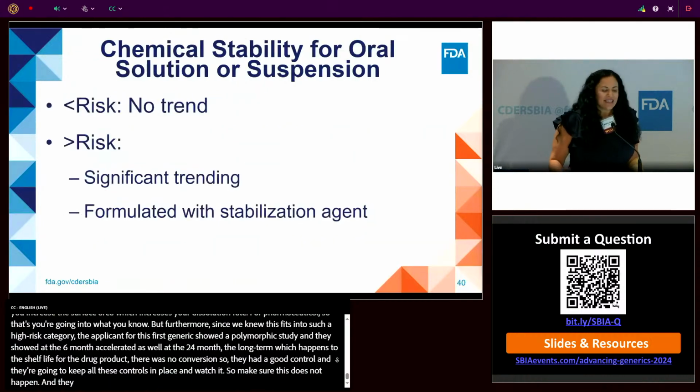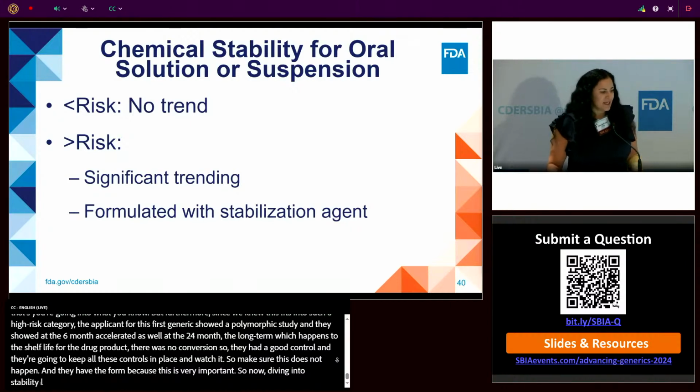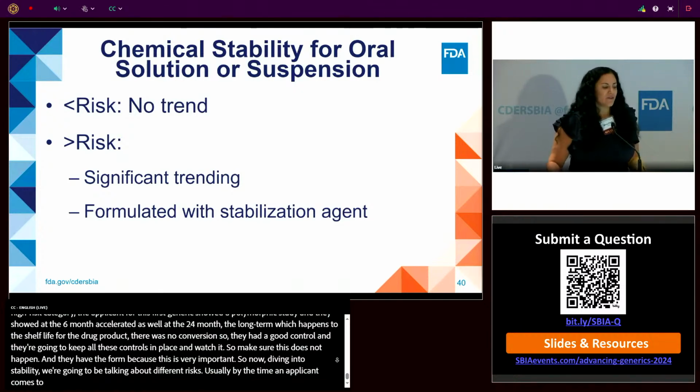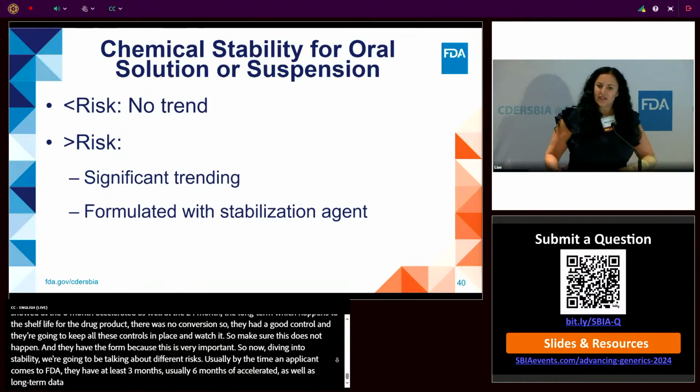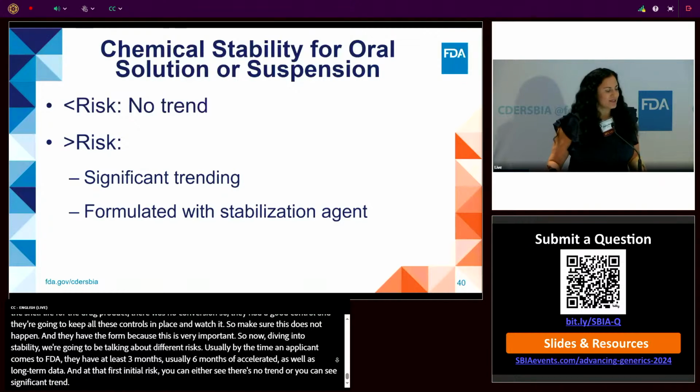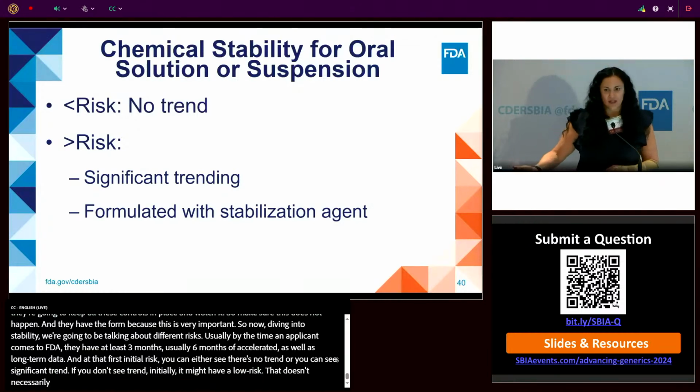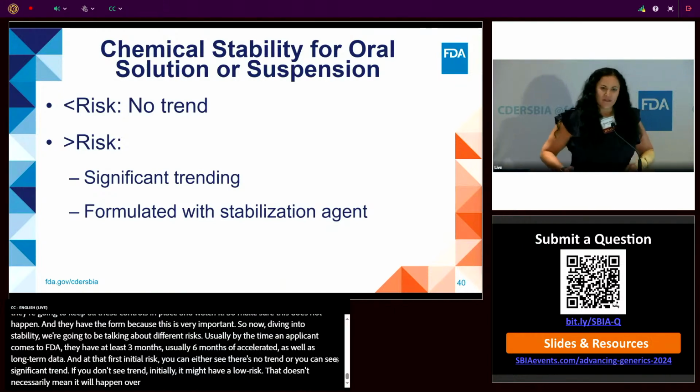So now diving into chemical stability, we're going to be talking about different risk. Usually by the time an applicant comes to FDA, they have at least 3 months, usually 6 months of accelerated as well as long-term data. And at that first initial risk, you can either see that there's no trend, or you can see significant trend. If you don't see trend initially, it might have a low risk. That doesn't necessarily mean that will happen over the course of the shelf life, but you can feel a little bit of a sense of security.